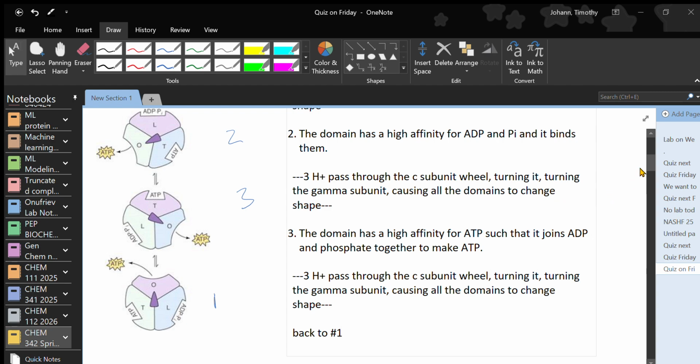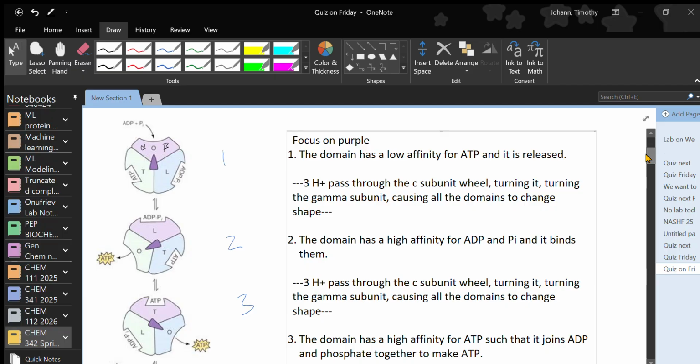So 3 protons going through the membrane causes 1 ATP to be made and released, right? One ATP. But we've got all 3 subunits going at the same time, right? So if we go from here to here, this is 3 protons, 1 ATP is made and it gets released. 3 more protons, 1 ATP is made and it's released. So technically per single domain it's 9.